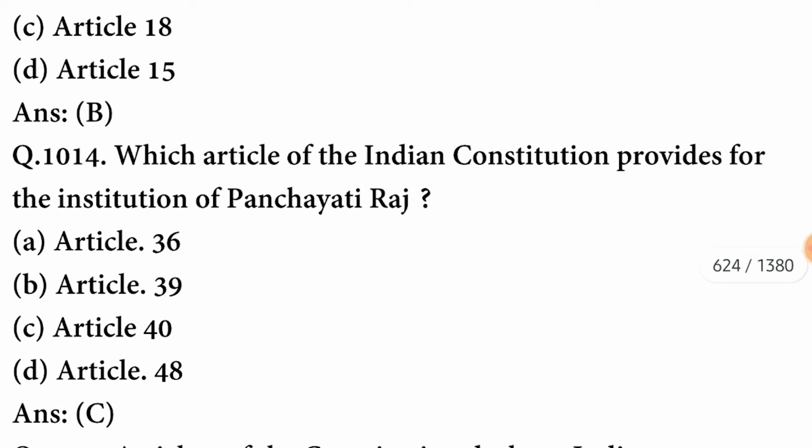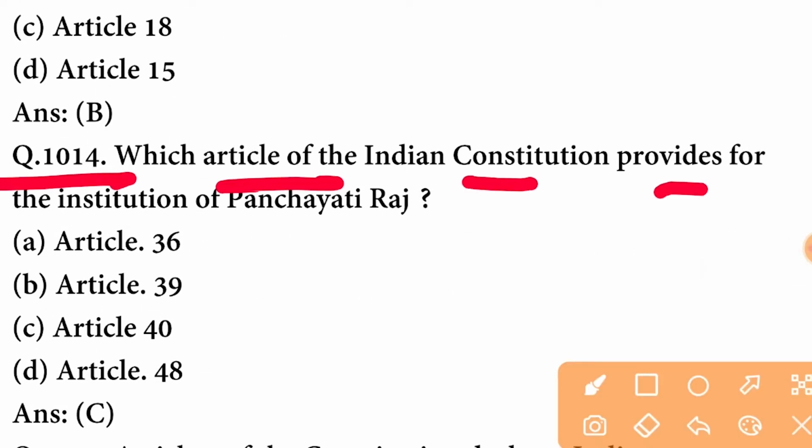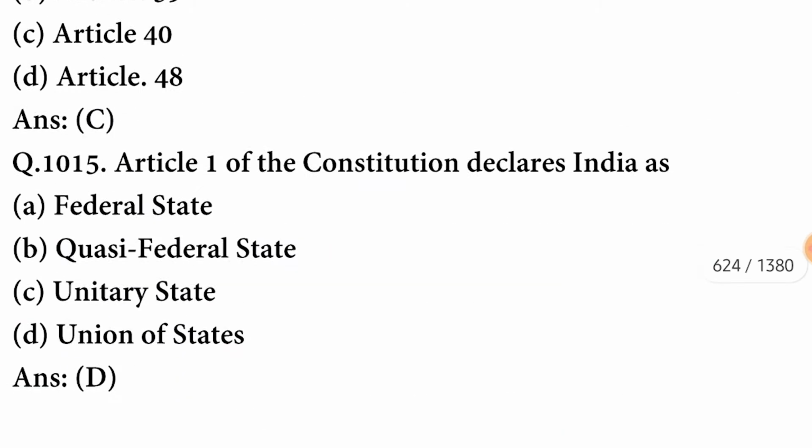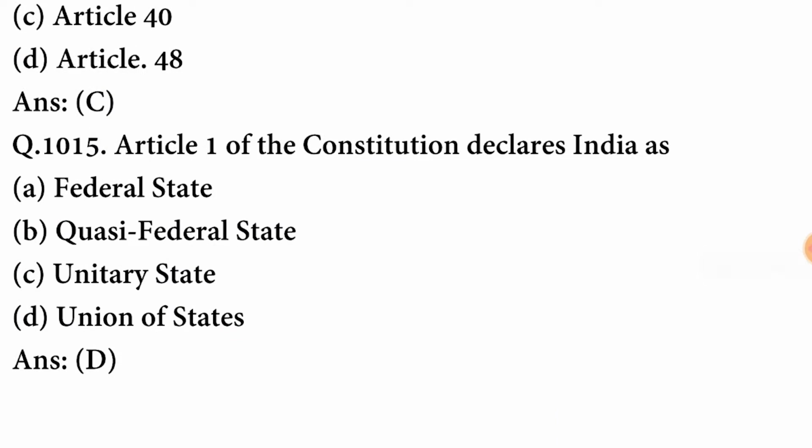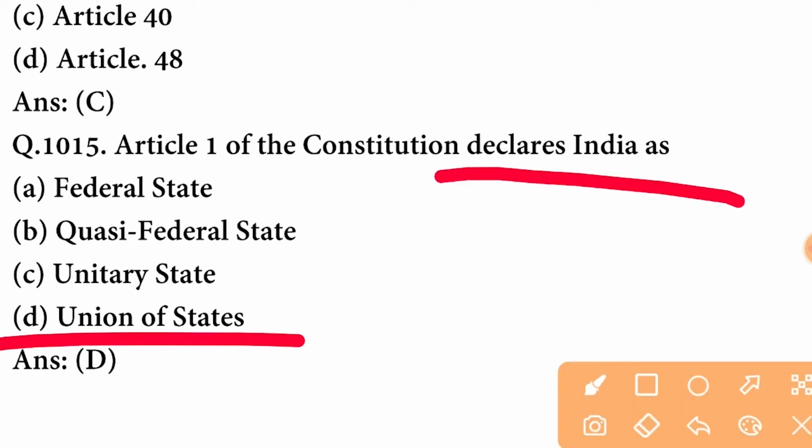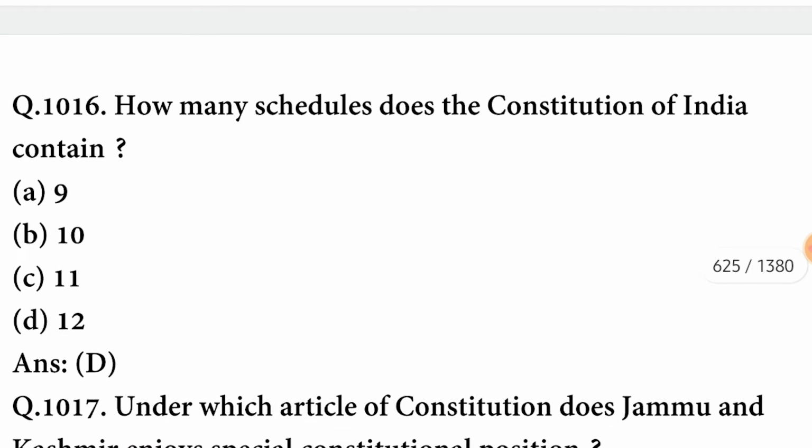Next question. Which article of the Indian Constitution provides for the institution of Panchayati Raj? The article is Article 40. C option is correct. Article 1 of the Constitution declares India as Union of States. How many schedules does the Constitution of India contain?